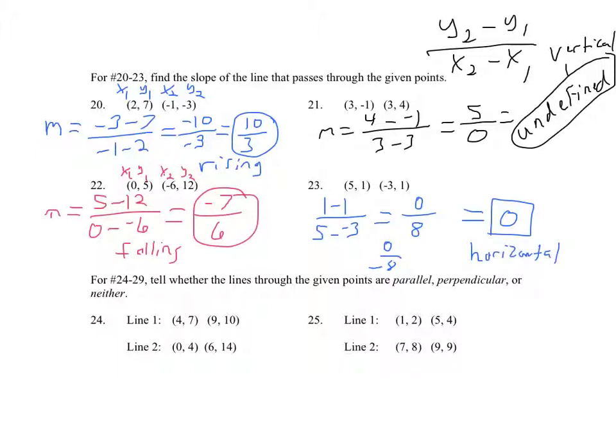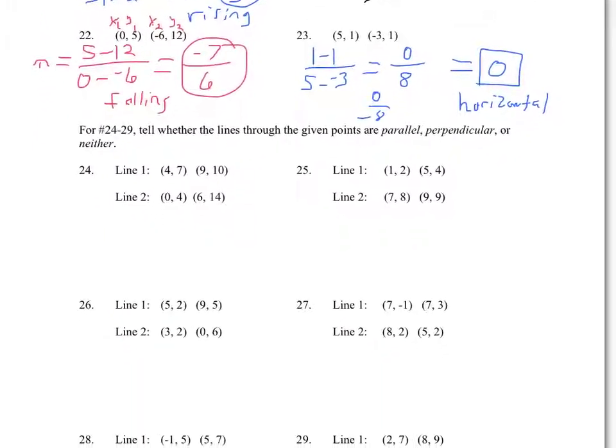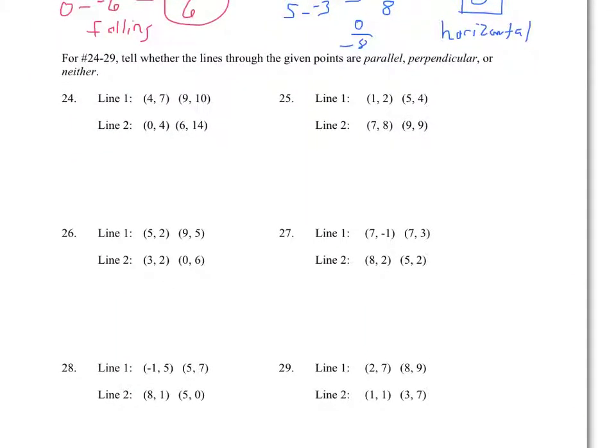So if you ever get undefined and 0 mixed up, use your calculator to help. If you actually type in 0 divided by 8, it will tell you that the answer is 0. If you do 8 divided by 0, it'll say undefined. All right, so in the next set of problems, we're going to be finding slopes still, but then we're going to be using that slope to compare the given lines.